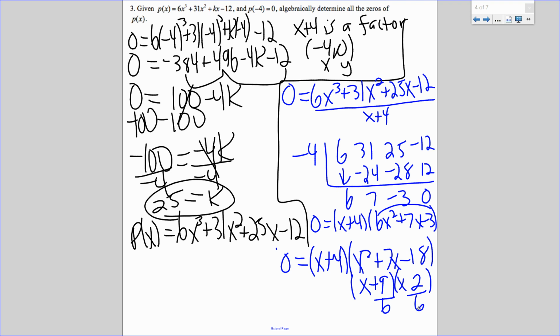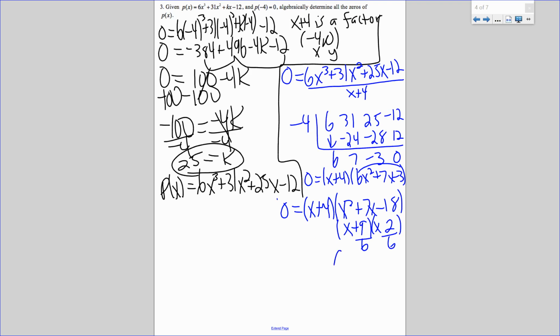I'm going to totally run out of space here. So I have x plus 3 over 2, x minus 1 over 3. Denominator comes in front, and again, this is just bridge method. 2x plus 3, 3x minus 1, x plus 4 equals 0.